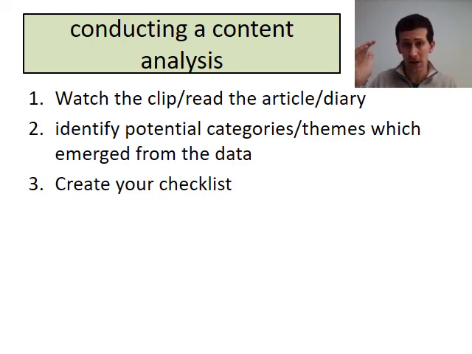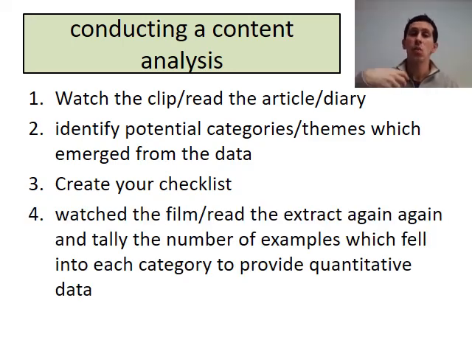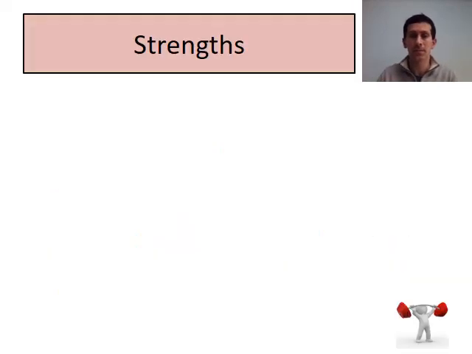Then you create your checklist. So you've got your column, you've got the things that you're going to be looking for on there, you created your little tally chart on the other side, and then you watch the film or you read the extract again, and you start to tally off every single time that these occur. Okay, so you're starting to produce quantitative data. We've got our qualitative data, which is reading the newspapers, and we're trying to turn that into quantitative data.